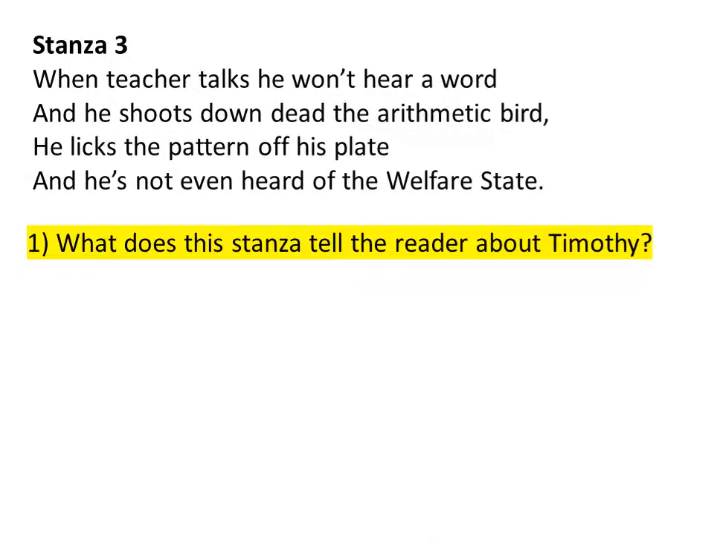Stanza 3. When teacher talks, he won't hear a word, and he shoots down dead the arithmetic bird. He licks the pattern off his plate, and he's not even heard of the welfare state. What does this tell us about Timothy? Pause the video to jot down your ideas.